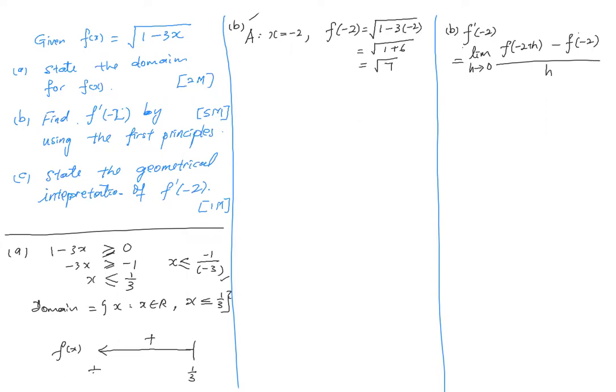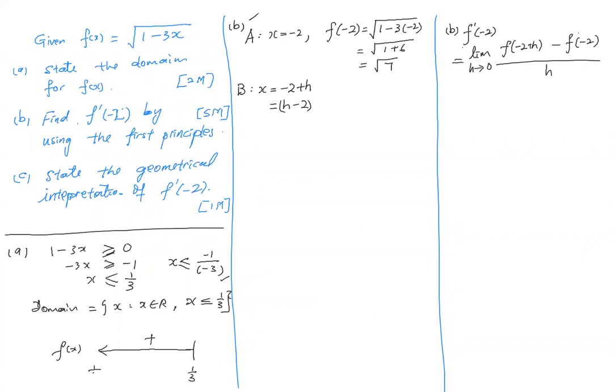Okay, so then I will go to point B, whereby x is equal to -2 plus h. For me, I will rewrite this as h minus 2, so it's easier for me to do the calculation.